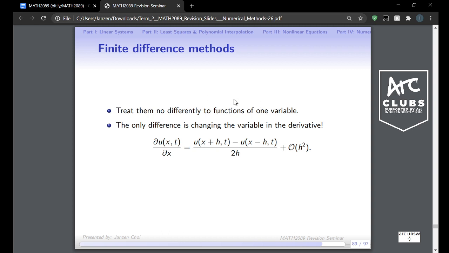Yeah. So we can just use the same methods as we did for the single variable derivatives. The only difference is that you have to change the variables, and instead of writing d, you have to use this symbol here for partial derivatives. And so this equation here is the central difference approximation for single partial derivatives.